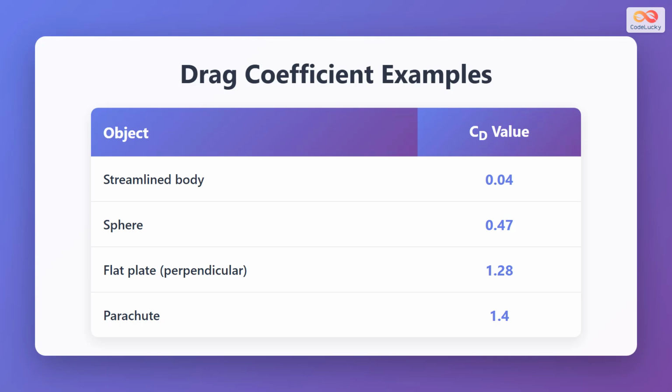Let's look at some real examples. A streamlined body has a drag coefficient of just 0.04, making it extremely efficient. A sphere has a coefficient of 0.47. A flat plate perpendicular to flow has 1.28, and a parachute has 1.4, which is intentionally high to maximize resistance.